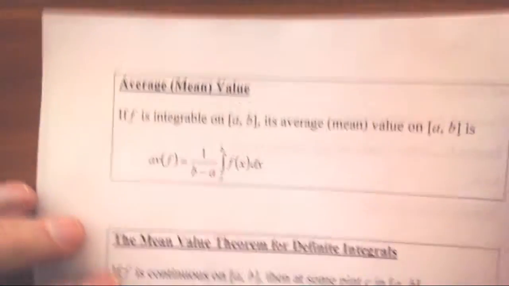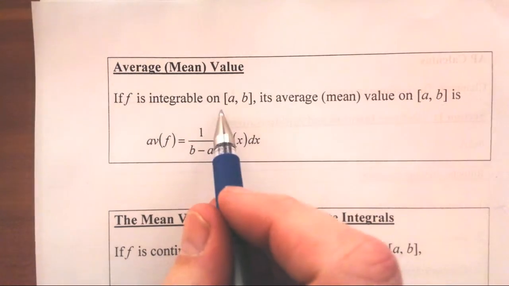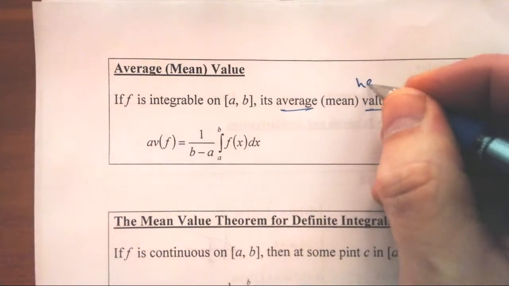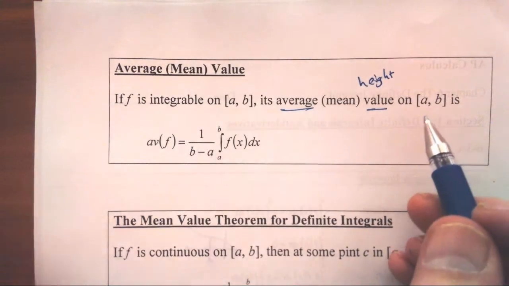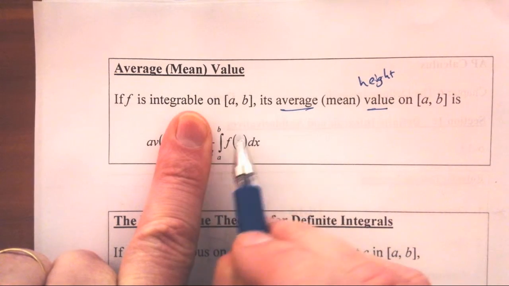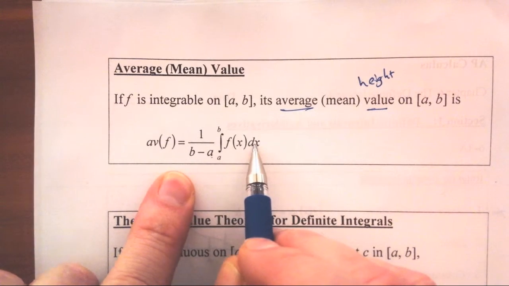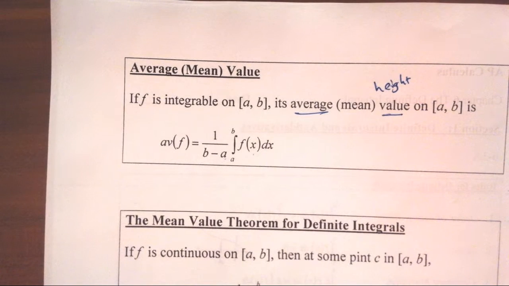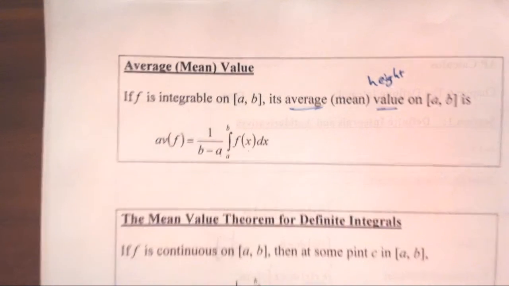Take a look at this. The mean value theorem: if f is integrable on a to b, its average value, its average height, that's our f of x, from a to b is the area divided by b minus a. What am I doing? I'm basically dividing away all of our little dx partitions, and I'm just left with the average height, the height being multiplied by that. Okay, hope that makes sense.